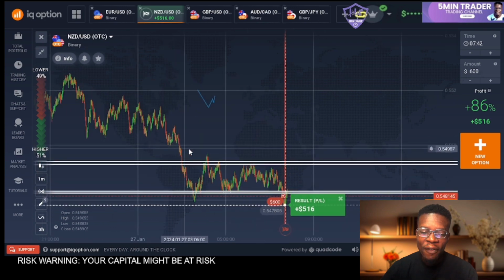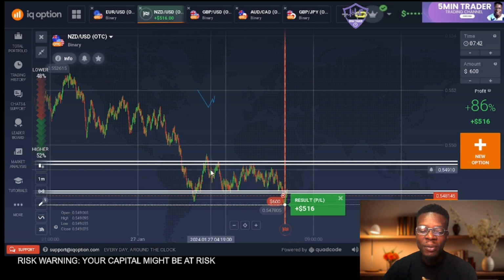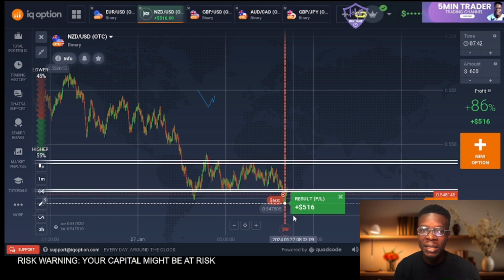Oftentimes when you have a consolidation like this and you have a breakout, the breakouts are usually very, very strong, and then you are going to have the price fall down strongly. Most times you are going to wait to have that retest and it may not come. And if it doesn't come, it means that you have already missed out on a very nice trading opportunity.